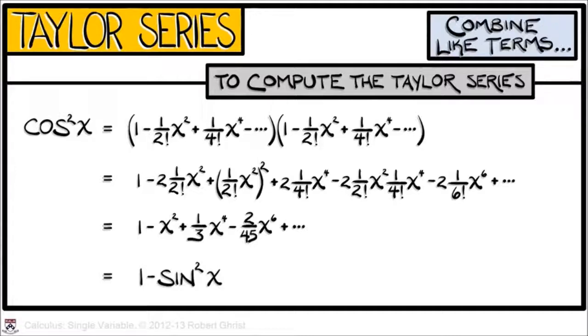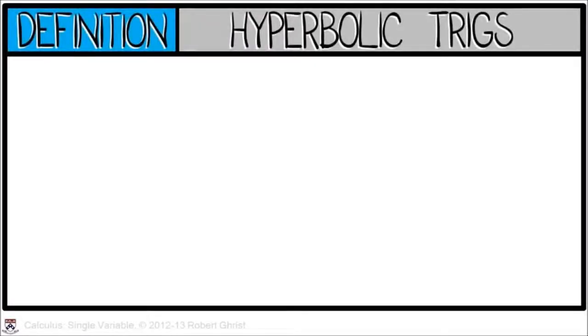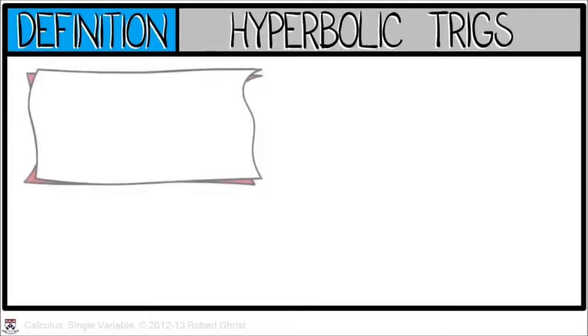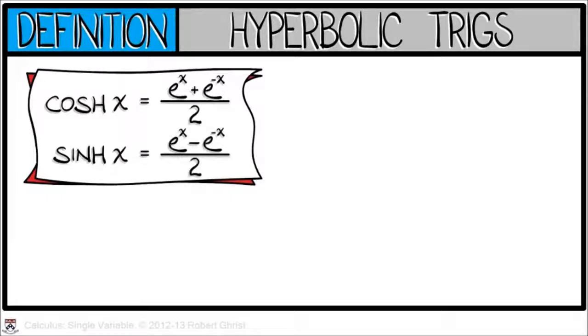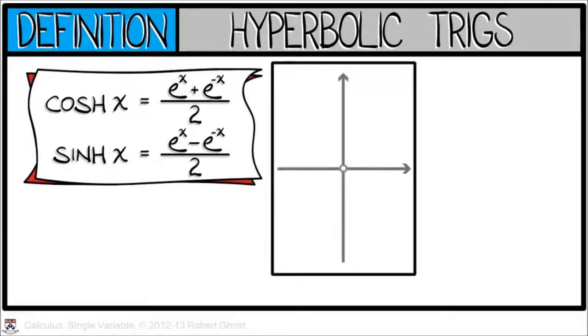And so from this, we obtain the Taylor series for sine squared of x as well. With these tools in hand, let us consider a new class of functions. These are the hyperbolic trigs. The hyperbolic cosine of x, or cosh of x, is defined as e to the x plus e to the minus x over 2. The hyperbolic sine of x is defined as e to the x minus e to the minus x over 2. What do these functions look like?